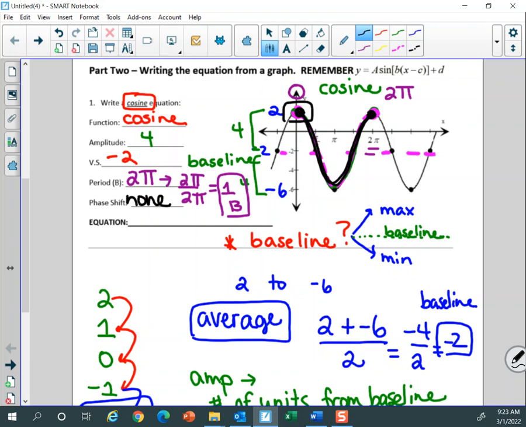Do we have a direction change? No, not if you consider this as my primary piece. That's a normal looking cosine. That little section is a normal looking cosine section. And so here's what I would write. 4 cosine 1 x, and I don't have any c value, and then -2 out at the end.